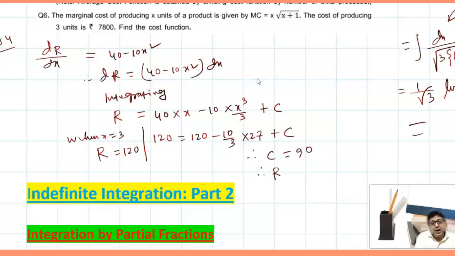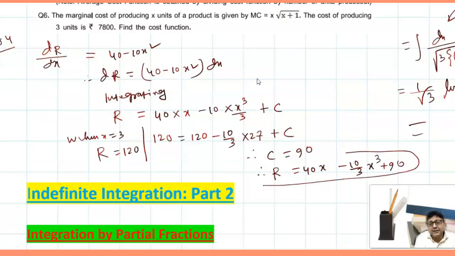So R, the revenue function, is found without C. C is now a known constant, its value is equal to 90. Alright? When x is equal to 0, then R is equal to 90. So this much revenue we will always get even when no output is there. Okay? So all of you understand?